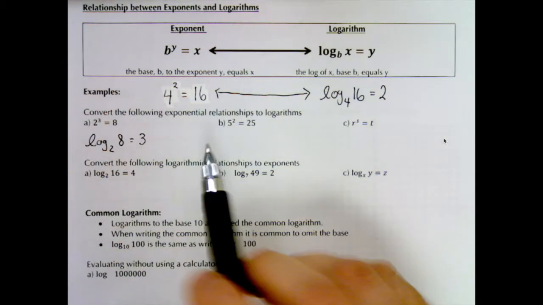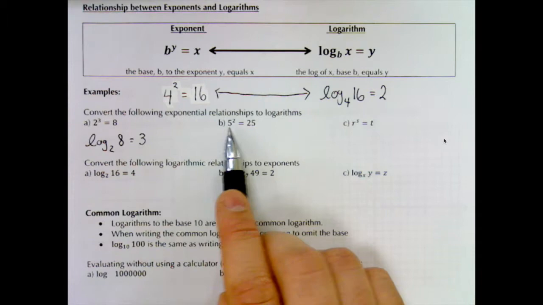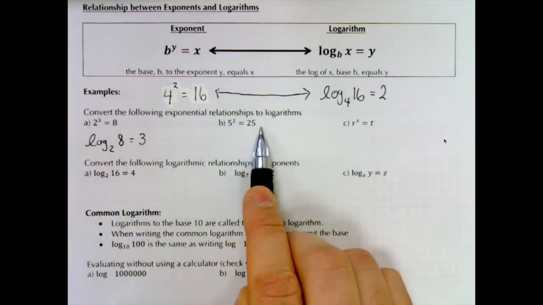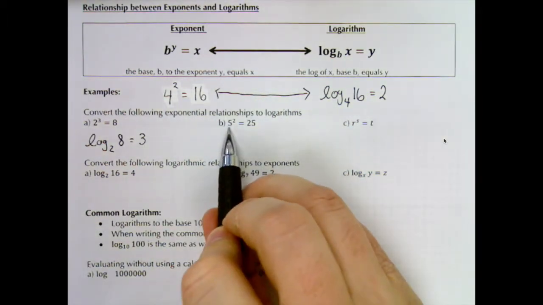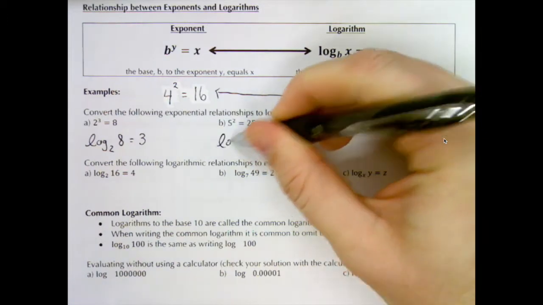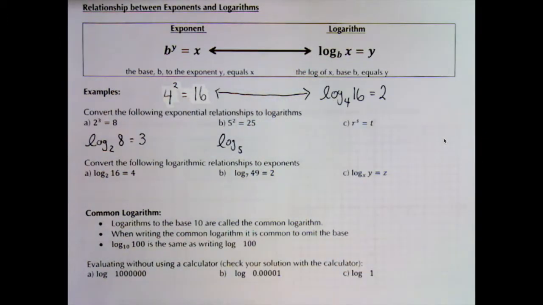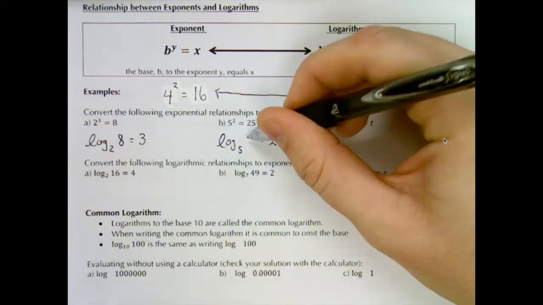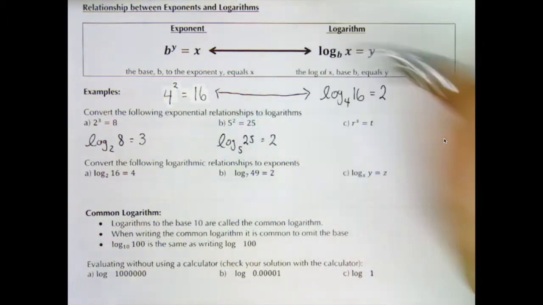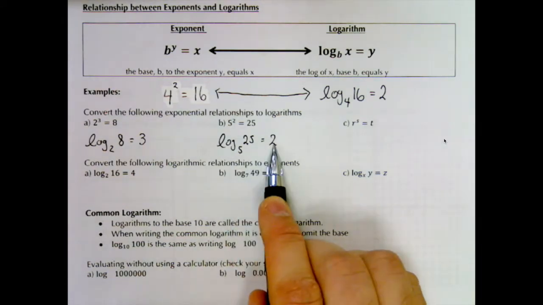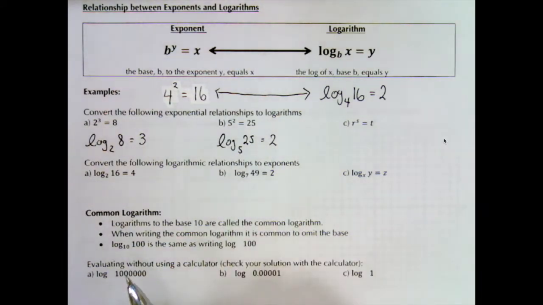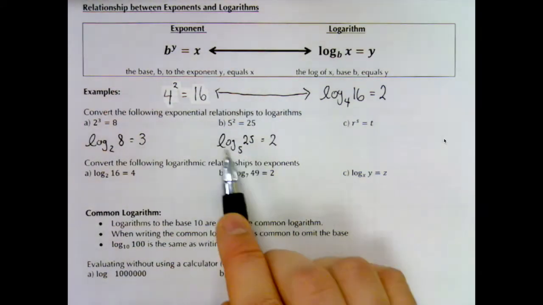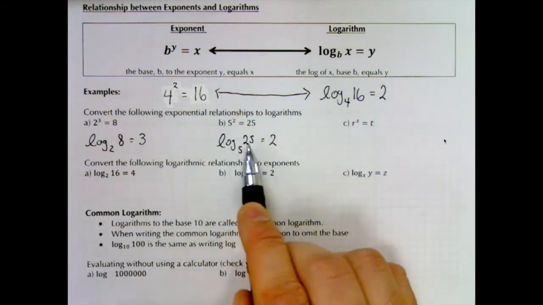So for our next exponential relationship, we have 5 to the exponent 2 equals 25. The base of the power is 5, so that becomes the base of our logarithm, log base 5. The exponent is 2, so our answer is 2, and the input is 25. And this works because 5 to the exponent 2 is 25. Or as a logarithm would state, to what exponent do we have to raise 5 to give us 25?